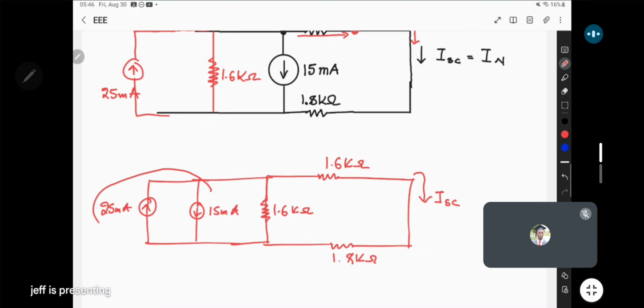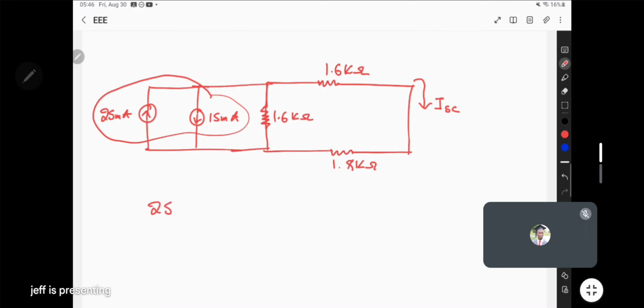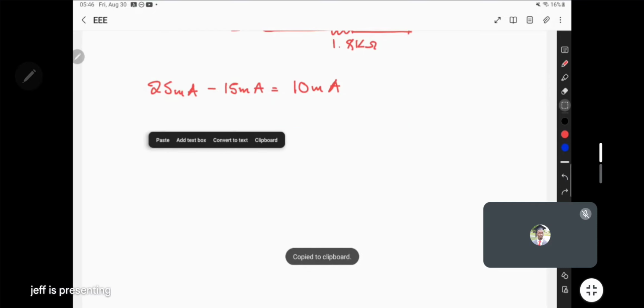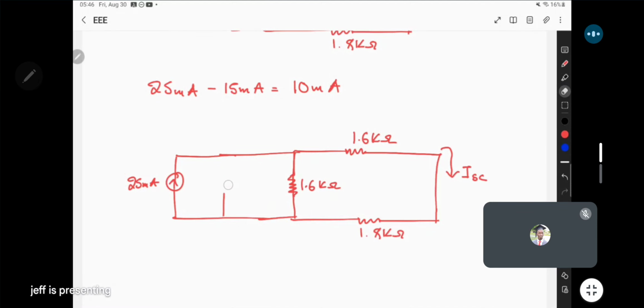These two can be combined. One is feeding up positive, one is feeding down negative. So when you subtract, we get 10 milliamps. So in other words, these two can be combined to just 10 milliamps. So in place of these two, you can just put a 10 milliamp supply up.